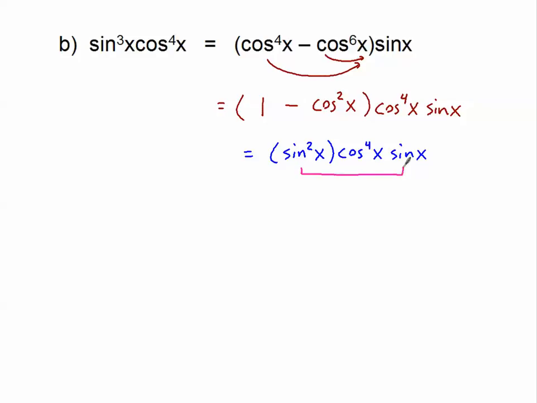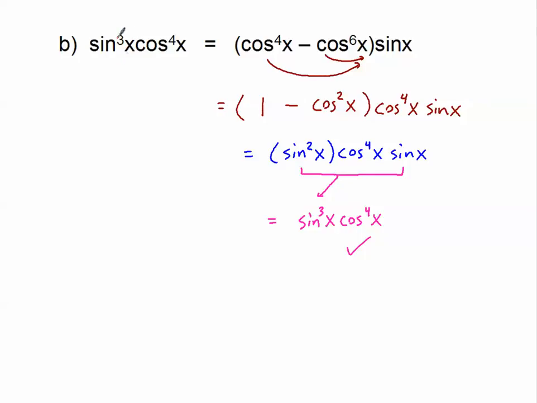I've got sine squared times sine. That indeed makes my sine cubed, and of course the cosine to the fourth. Verified. That's not too bad if you see that. Take out the remainder of your GCF, and then you've got a Pythagorean to deal with. Let's see if we can work this side.